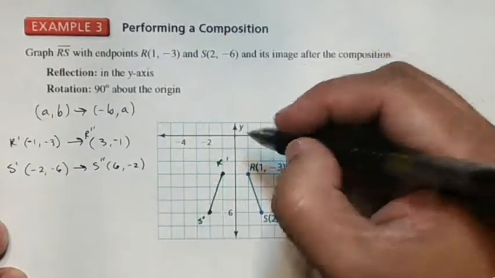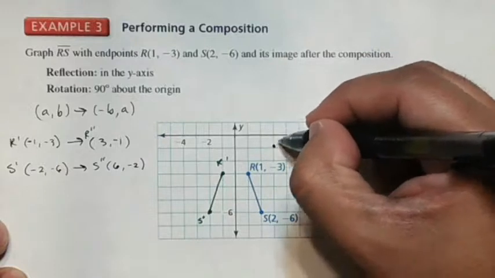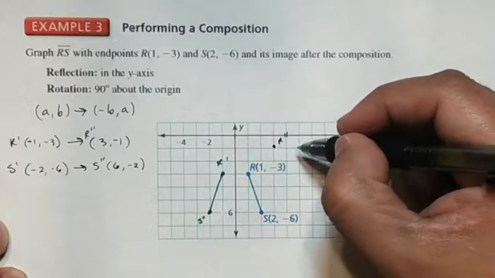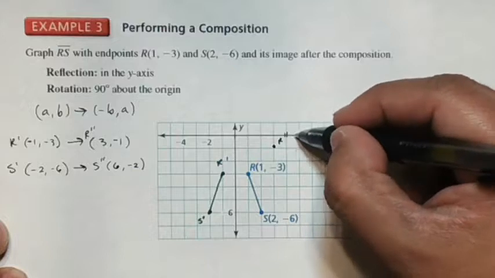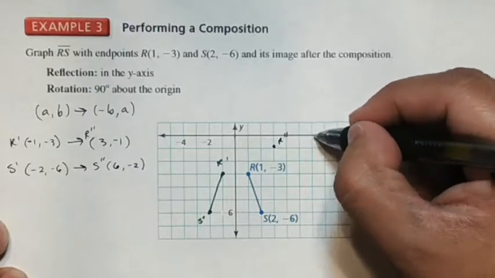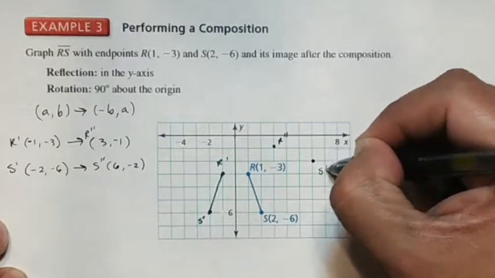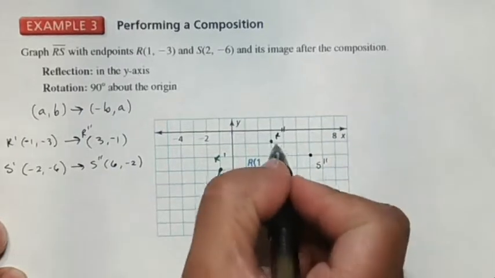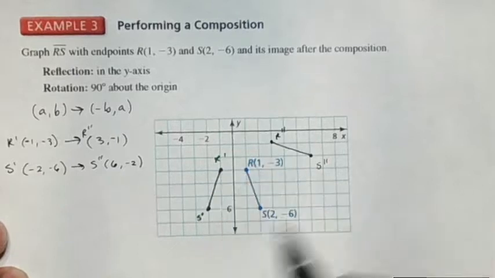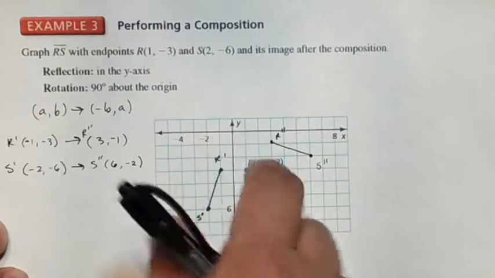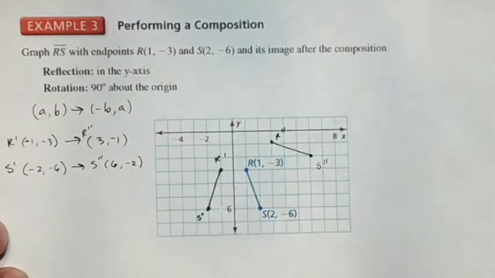Okay, so let's graph those. That puts R prime here, double prime, and S double prime becomes 6, negative 2, which would be here. And so that would be my composition. We reflected it across the y-axis, and then we took it and we rotated it 90 degrees about the origin.